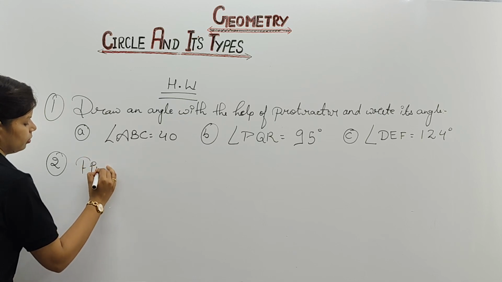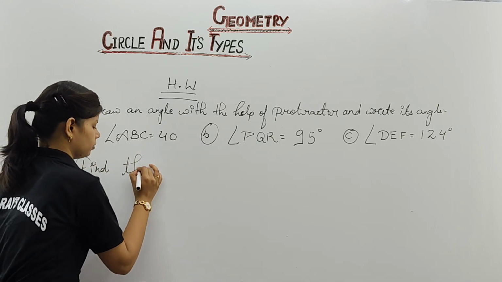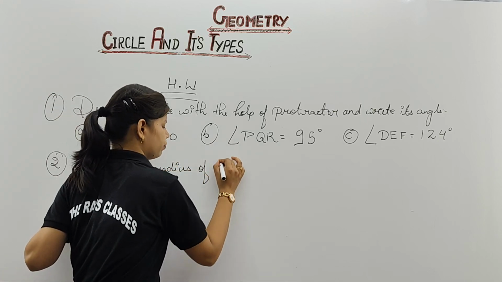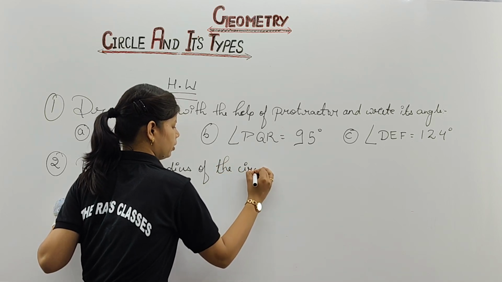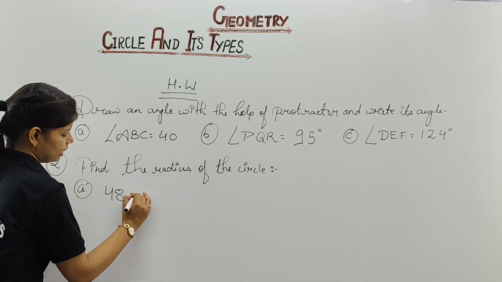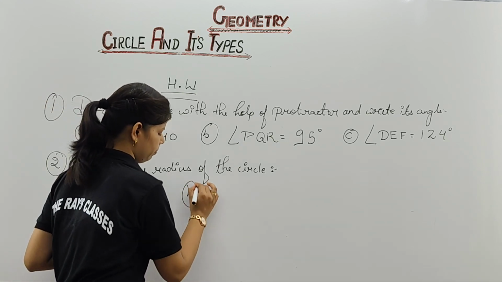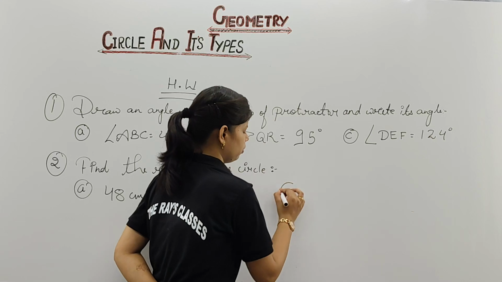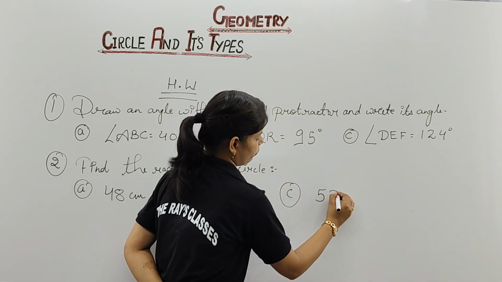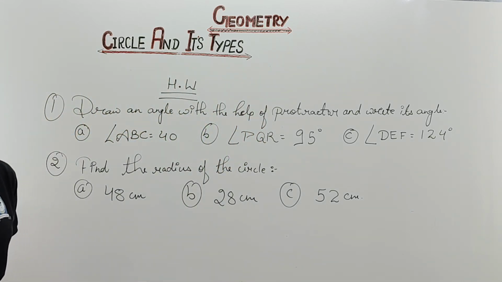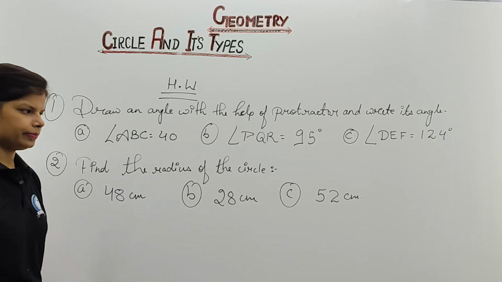Find the radius of a circle. Radius of the circle. Here also I will leave 3 questions. First will be your 48 centimeter. Second will be your 28 centimeter, and third will be, I can take another number, 52 centimeter. Clear? These all are the pattern which we are going to discuss and write about it. Do you get my point?